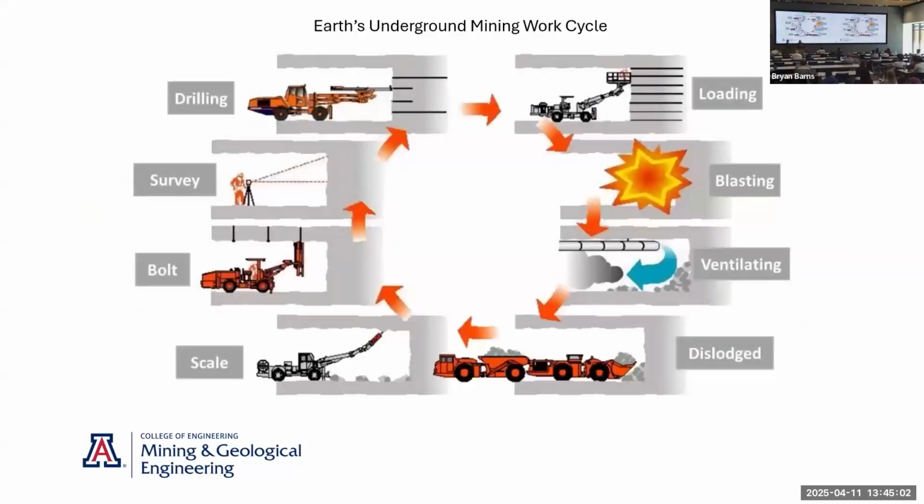We are using this image to show underground mining 101, and there's a slight difference between surface and underground mining on the earth. These are some of the activities that we do. We start with drilling, then we load these drill holes with explosives, then blasting, ventilation, then mucking, or loading, hauling, and dumping the material that we mine, then scaling for taking out the loose rocks, then bolting for reinforcement, and then surveying.